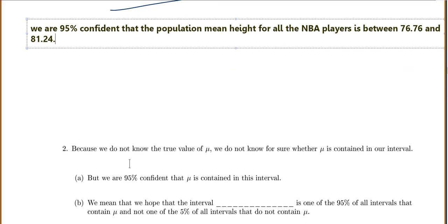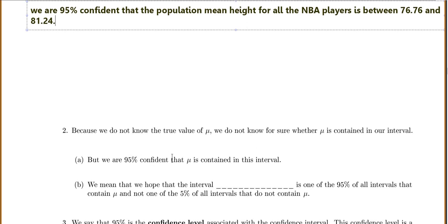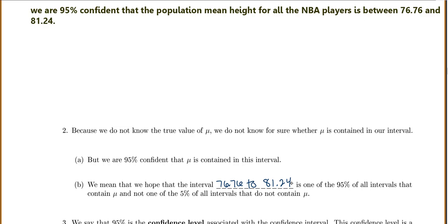But the problem is, because we don't know the true value of our population mean mu, we don't know for sure whether or not mu is actually in our interval. But we are 95% confident that it's in the interval. By this we mean that we hope that our interval, which we just found from 76.76 to 81.24, is one of the 95% of all the possible intervals that actually contain mu, and not one of the 5% of the intervals that do not contain mu.